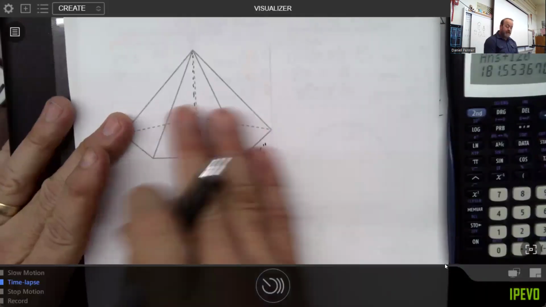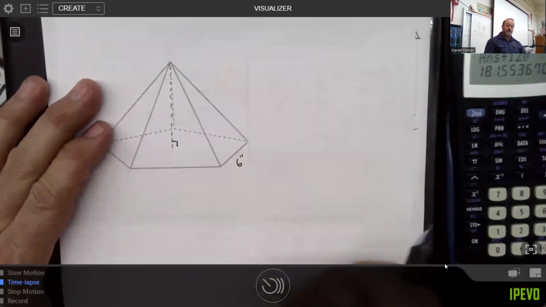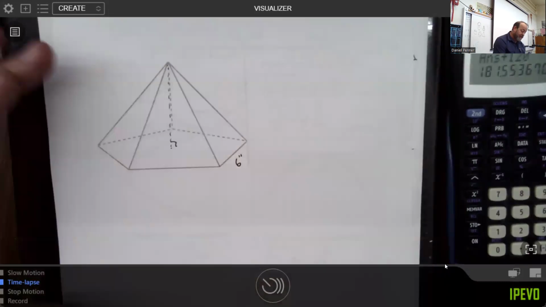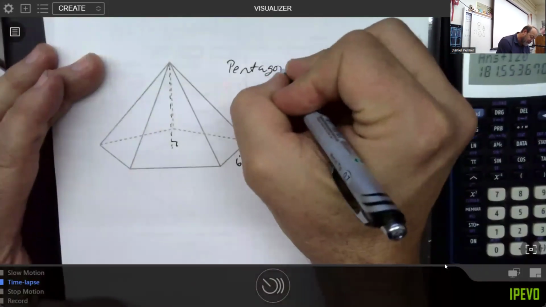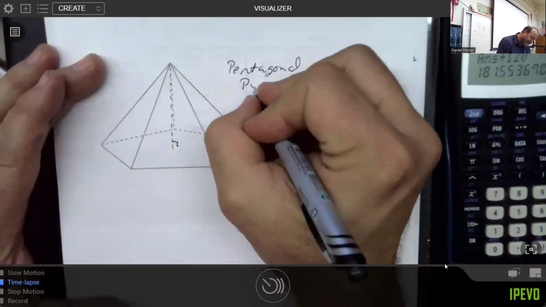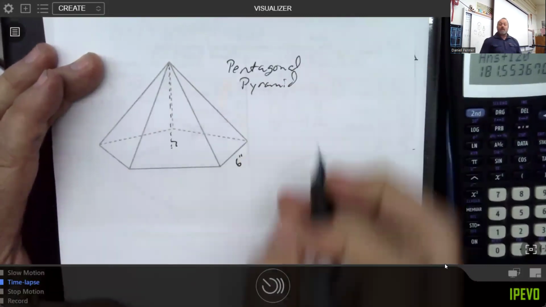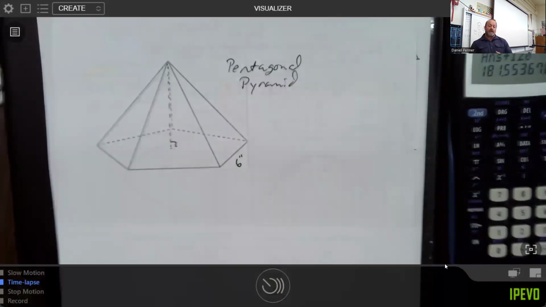So off we go. We have a pyramid right here. In this particular case, what I have is a pyramid with a pentagon base, so this is called a pentagonal pyramid. Now, again, with these problems, first and foremost, it's really important that we go through a little bit of a process of finding some things that we have. Little anatomy lesson, if we will.